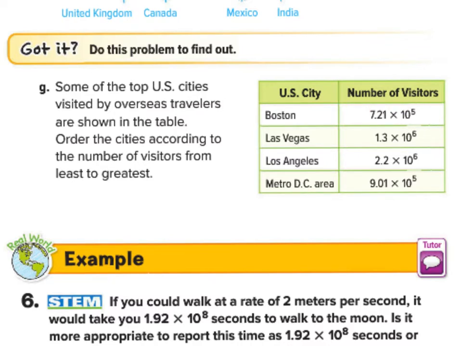Let's find the largest number simply by looking at the exponents. The two biggest numbers are right here in the middle: Vegas and Los Angeles, because they're both to the power of 6, 10 to the power of 6. Now that we know these two have the same number of place values, we compare the number. And 2 is greater than 1.3. So Los Angeles would be first. Actually, it's a lot faster if I just write LA. LA is greater than Vegas.